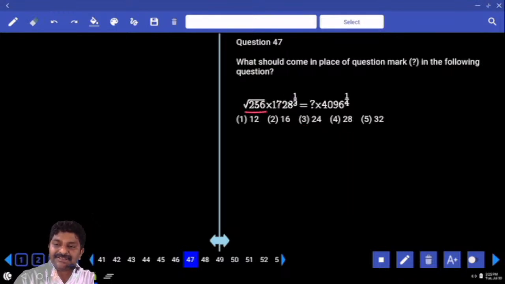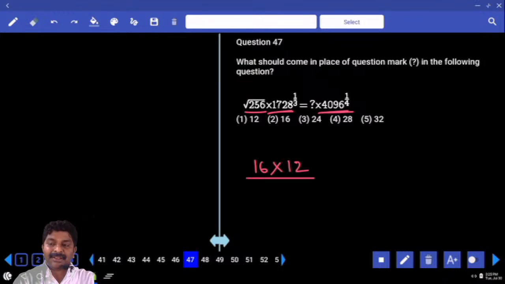Under root of 256, 16. 1728 should be written as a cube, 12 cube to the power of 1 by 3, 12. 4096 to the power of 1 by 4 comes to the left hand side and it will be in the denominator. Yes or no? Right.